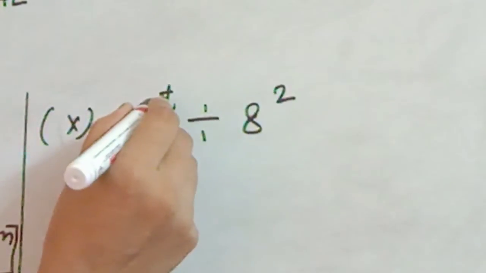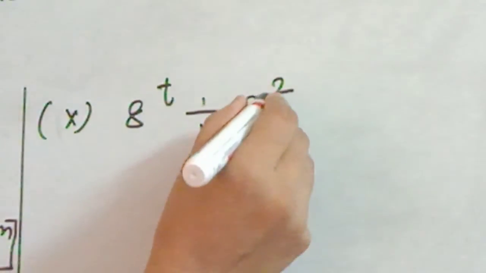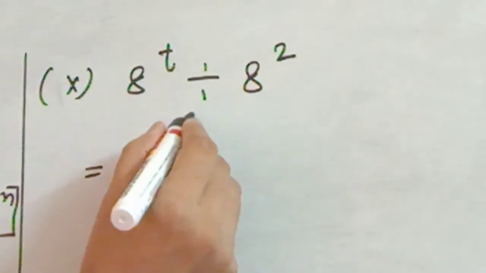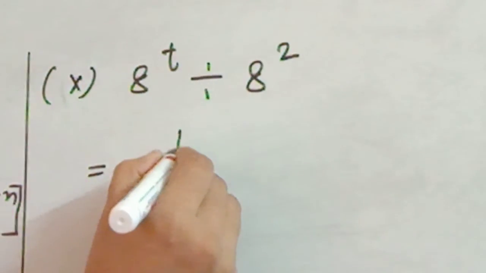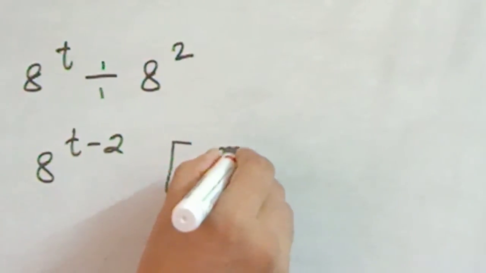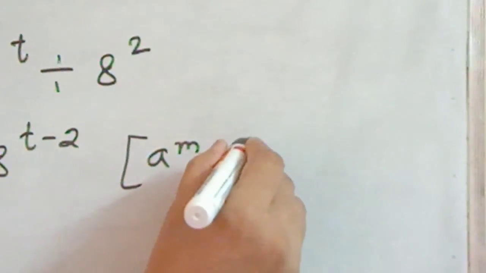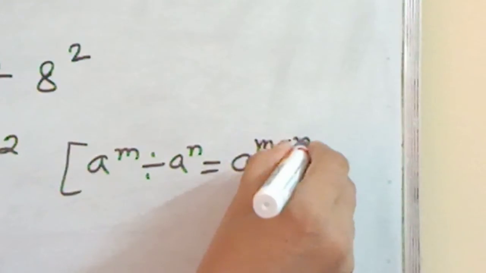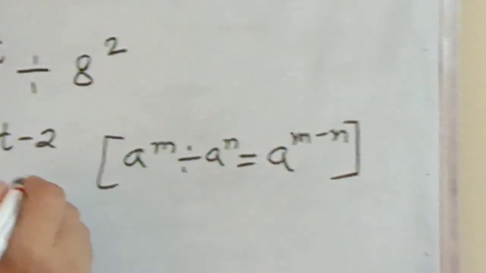8 to the power t divided by 8 to the power 2. Bases are same, powers are different, division sign. 8 to the power t minus 2, as a to the power m divided by a to the power n is equal to a to the power m minus n. Therefore, this is the answer.